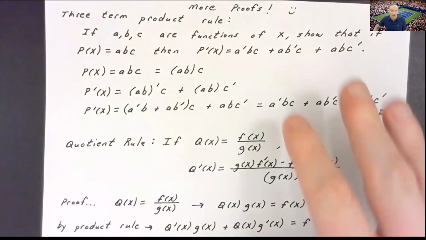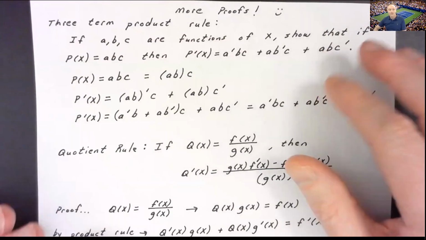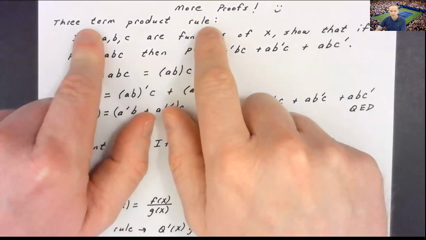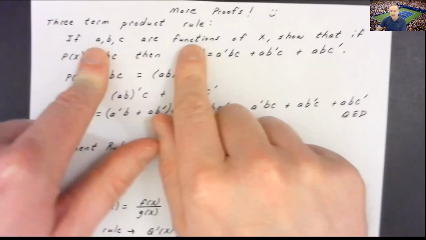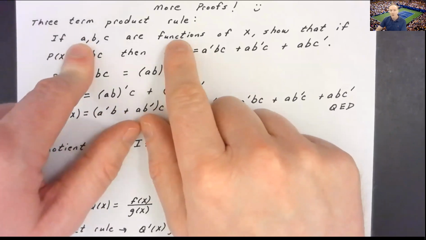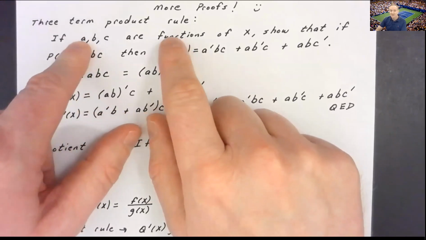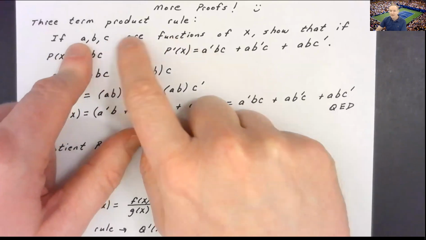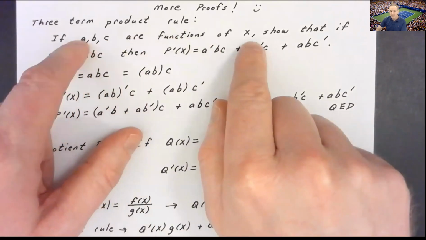No, certainly not. And so if I look at the three-term product rule, just for ease of notation, rather than calling it f of x, g of x, and h of x or something, what I'm going to do is I'm going to say, let's let a, b, and c be functions of x.